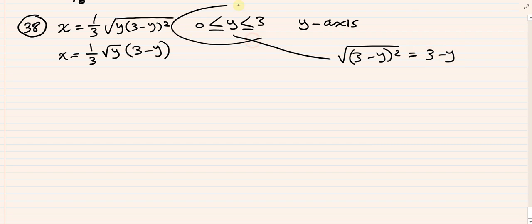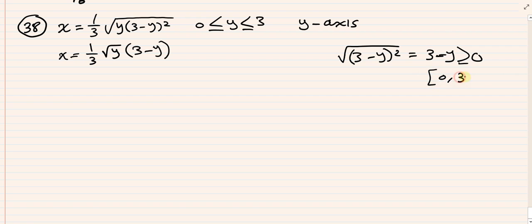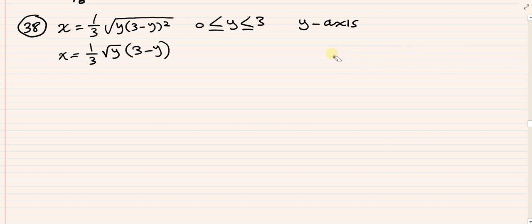If we didn't have this information, you would have to put absolute value to guarantee that the answer will be positive. But between 0 and 3, this thing will be at least 0, right? You can try it. When y is 0, you get 3. When y is 3, you get 0. So your square root ranges from 3 to 0. So it's for that reason that we don't need absolute value.